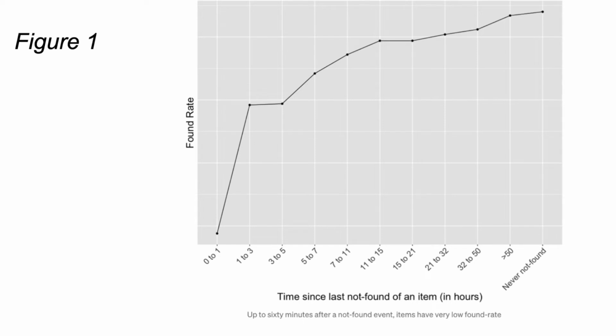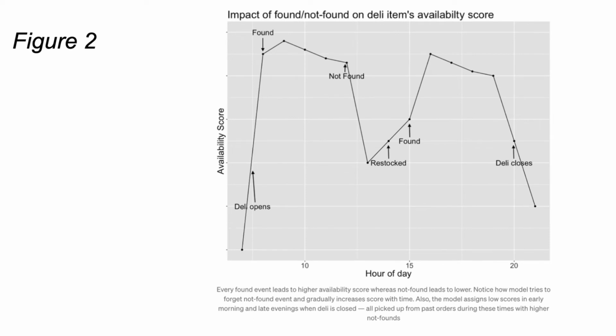So on the next slide, we're looking at figure two. On the y-axis, we have the availability score, and on the x-axis, we have the hour of the day. So this graph spans one day. What we're looking at here is mostly the impact of the found or not found classification on the availability score. In this figure, it shows how findability affects the availability score of deli items specifically. We can see that findability is an accurate indicator for availability because the reported not found line up as what we would expect with the hours of the deli and the times they restock.